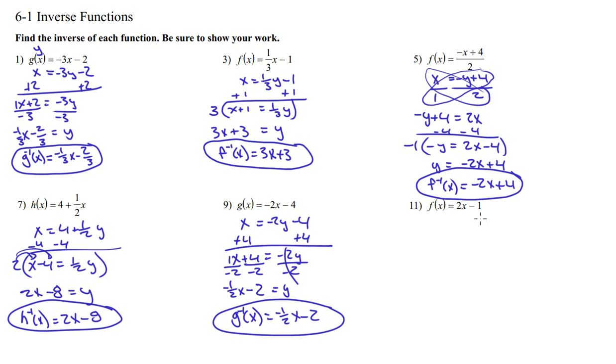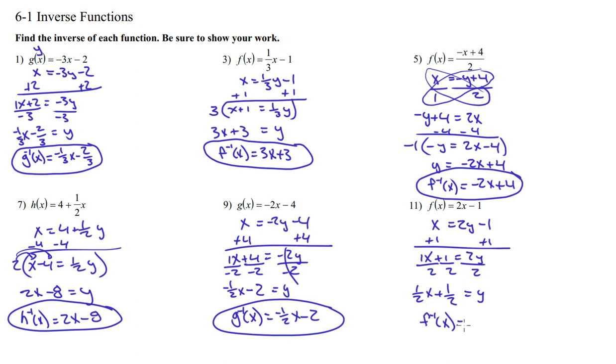Okay? And then 11 here. F of x, this is officially the y, so now that turns into x, and our x turns into y. And solve this thing for y. Add 1 to both sides. X plus 1 equals 2y. Divide everything by 2. And that gives us 1/2 x plus 1/2 equals y. So that means f to the negative first of x, or the inverse of f of x, equals 1/2 x plus 1/2. Okay, that's all we have for the 6-1.